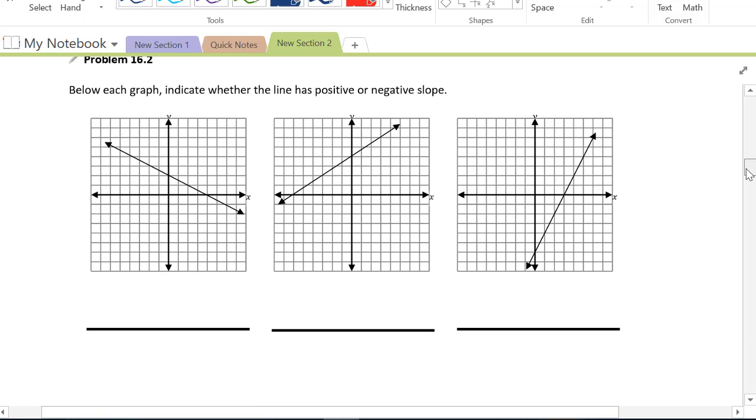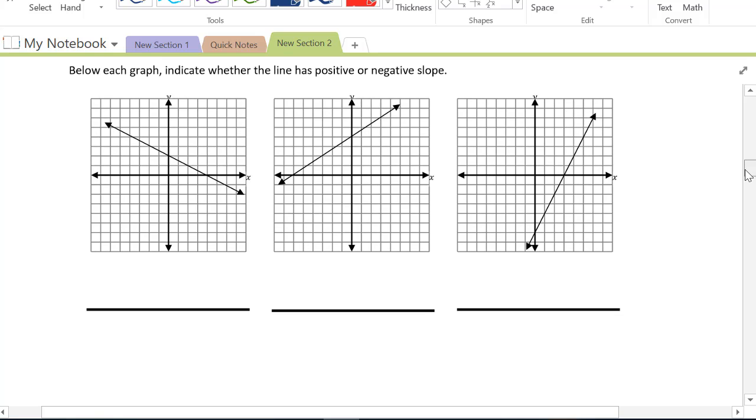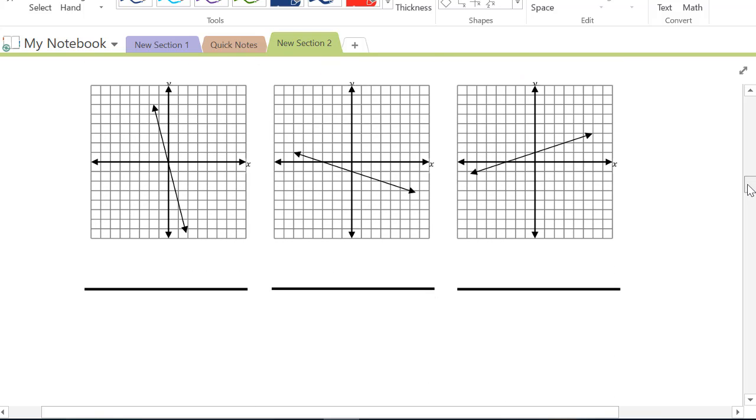All right. So here they want us to just indicate whether the line is positive slope or negative slope. So this should be pretty simple, right? This is negative. Let's abbreviate negative. This guy is going to be positive. This guy is positive, right? Increasing from left to right. This one is going to be negative, decreasing. This one is negative, decreasing. This one is positive, increasing.